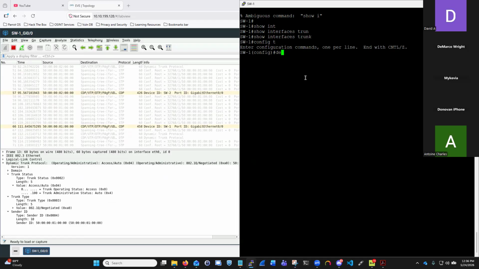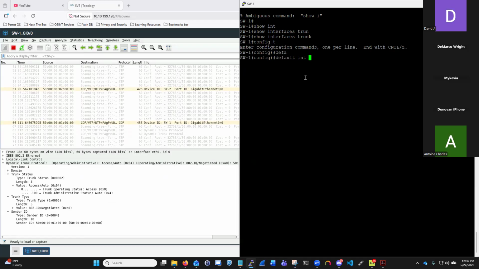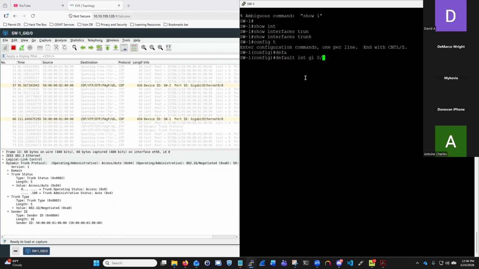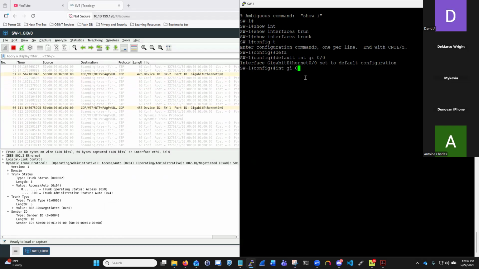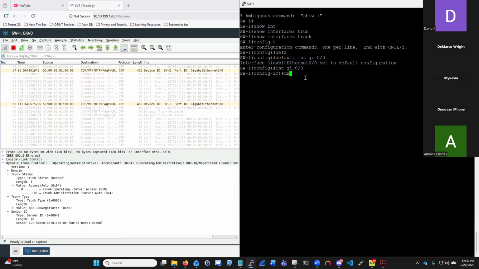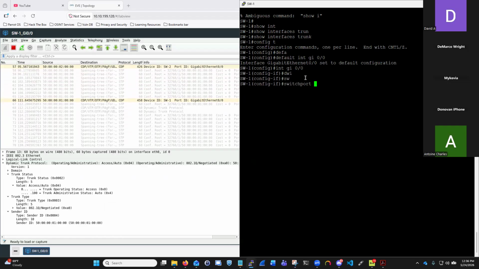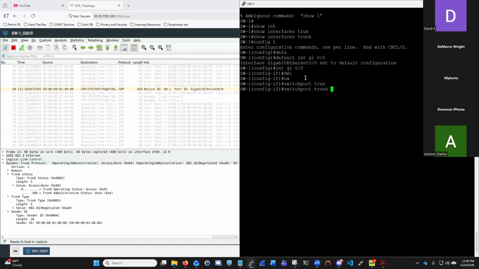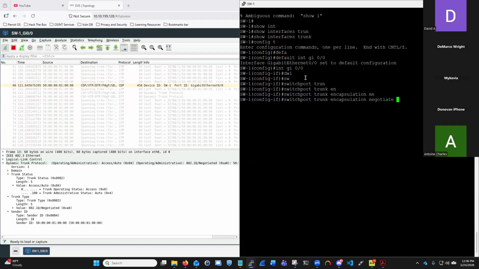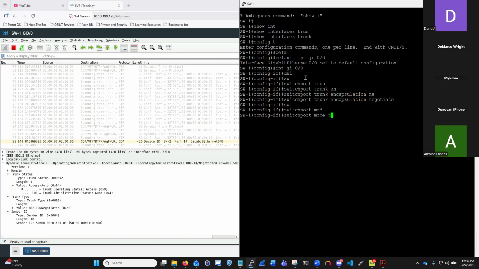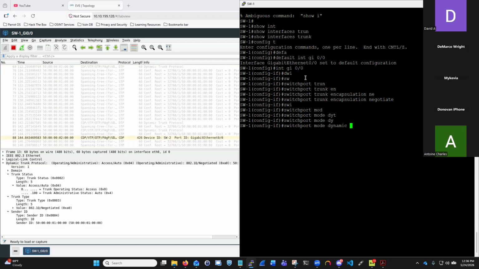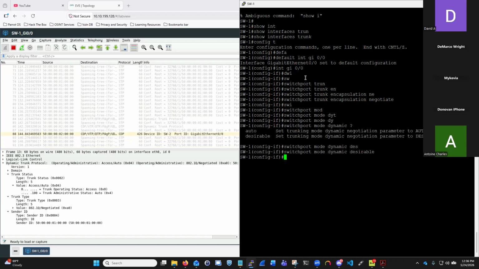Same thing for the exam. Because the exam will be using newer software, you don't have to put this switchport trunk encapsulation command. I am using older software. Switchport mode, there we go, and we are going to set it to desirable.